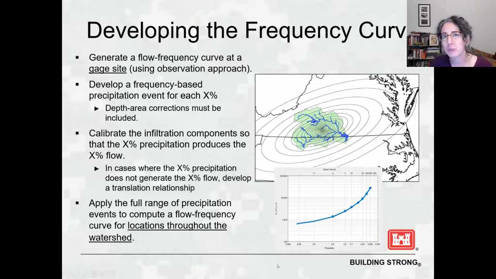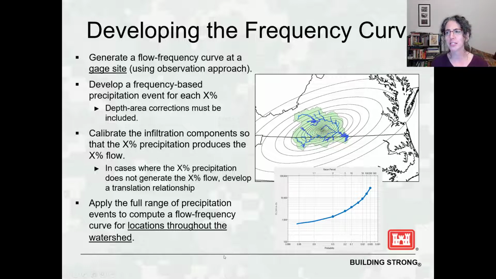In some cases, it won't be possible to find infiltration components that make sense, that can line up the X% precipitation to the X% flow. In that case, we just have to keep track of what exceedance probability of precipitation is going to line up with what exceedance probability of flow. Finally, we're going to apply the full range of frequency-based precipitation events across the watershed. Having calibrated those precipitation events to the site at which we do know the flow frequency, we'll now be able to use the flow at all the other sites with each exceedance probability to produce a flow frequency curve for each of the other sites.